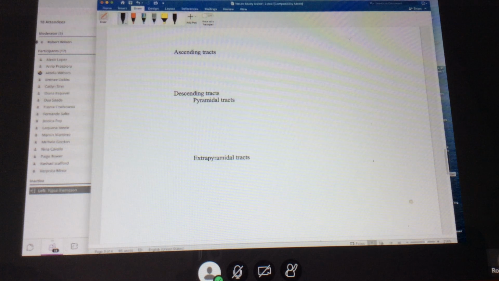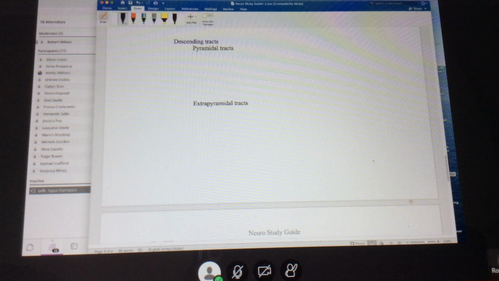But you also have extrapyramidal tracts. Your pyramidal tracts all originate in the cortex. So that's usually a test question. Your pyramidal tracts originate in the cortex, basically in the frontal lobe, where the upper motor neurons are. Your extrapyramidal tracts all originate in the brainstem.